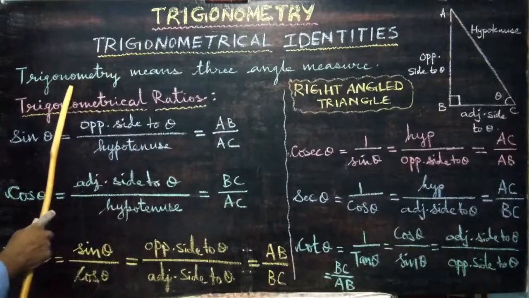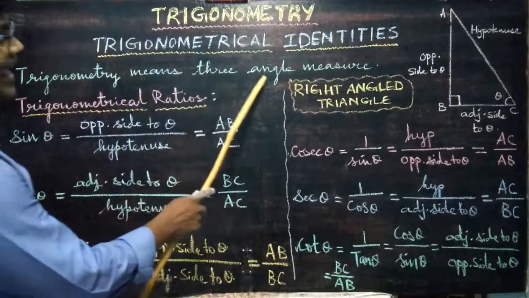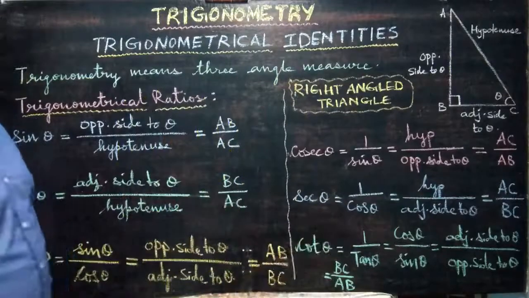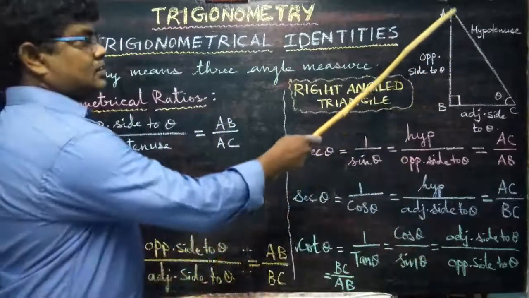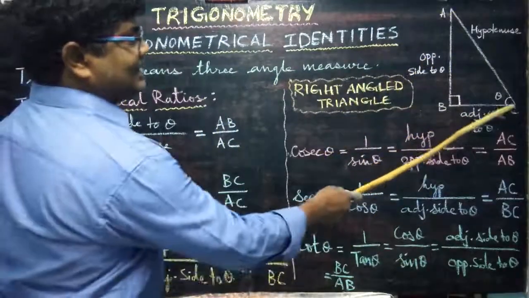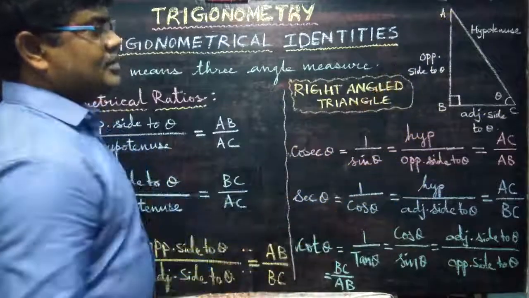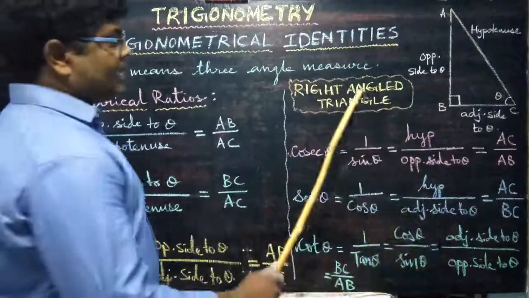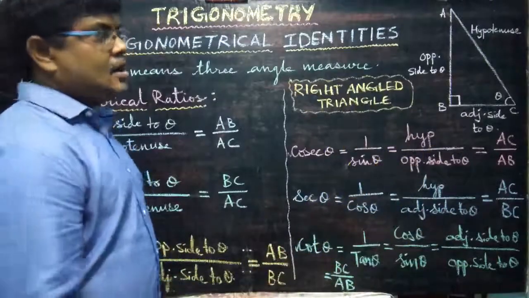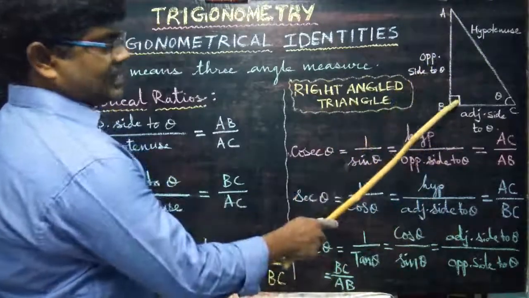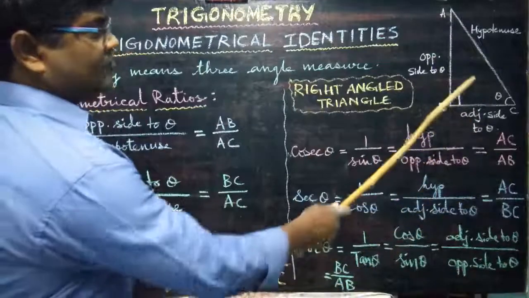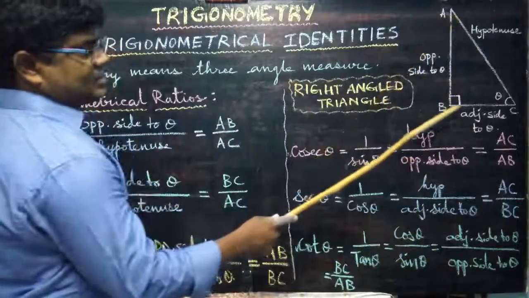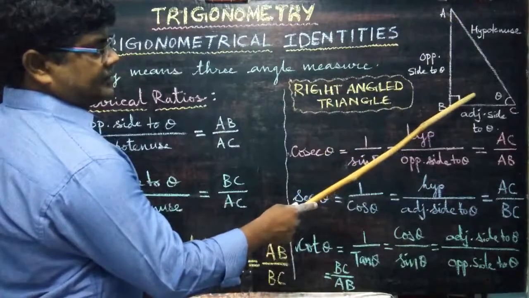What is trigonometry? Trigonometry means three angle measure. Three angles will be in a triangle. So the whole of trigonometry depends upon the right angled triangle. How can we recognize a right angle triangle? Out of three angles, one angle should compulsorily be 90 degrees. Then we call that a right angle triangle. The complete chapter depends upon this right angle triangle.